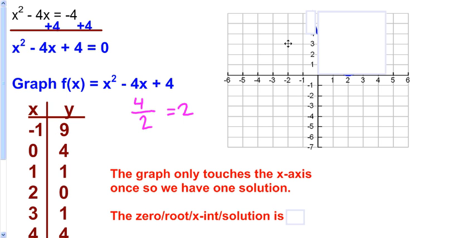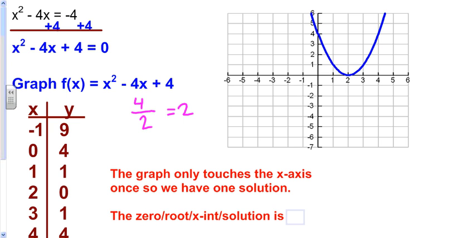Left 1 up 9, left 0 up 4, right 1 up 1, right 2 up 0, right 3 up 1, 4 to the right and 4 up, and so on.